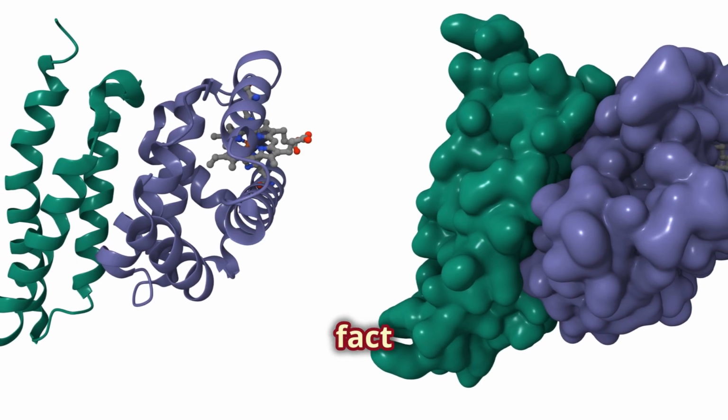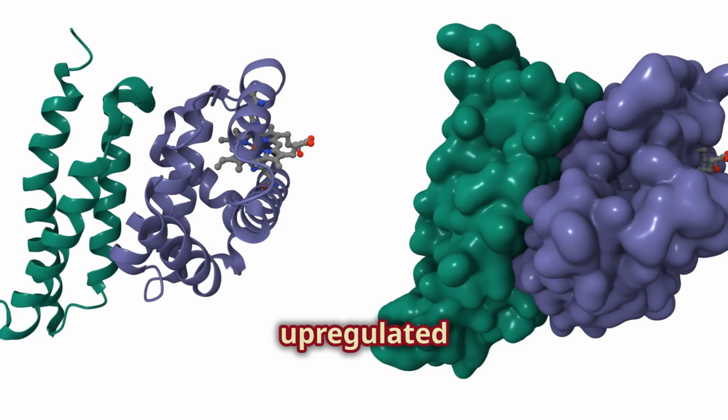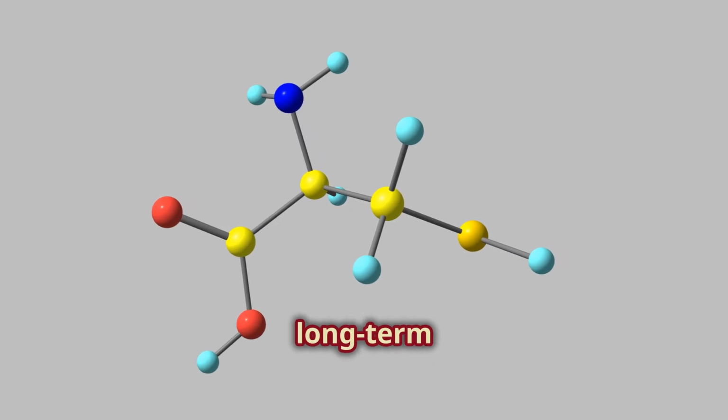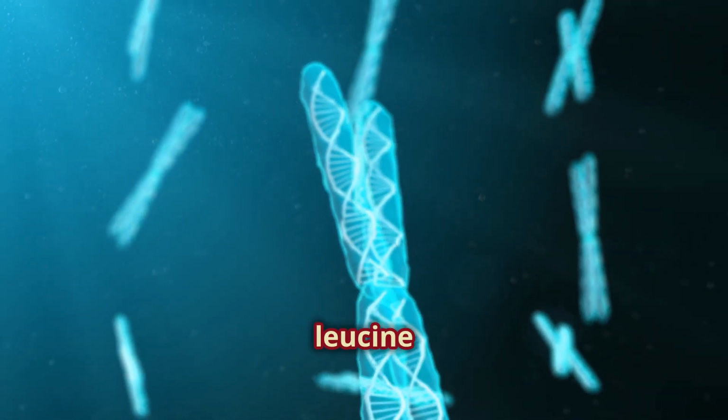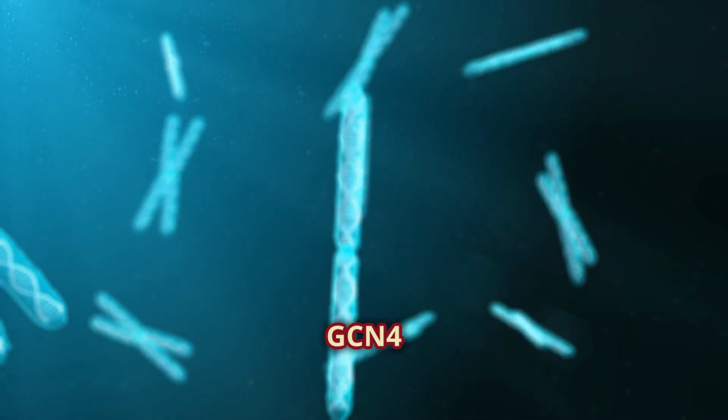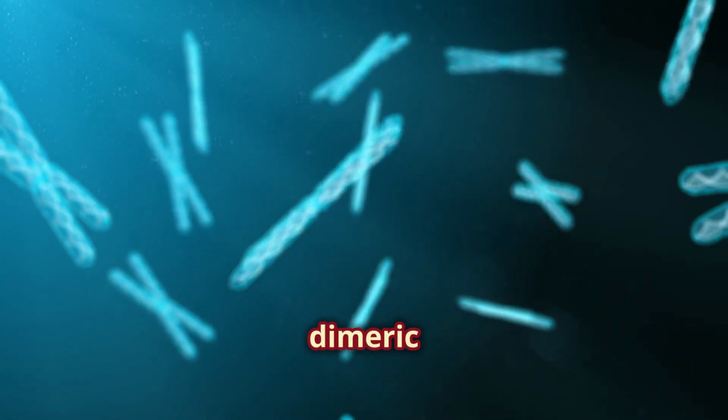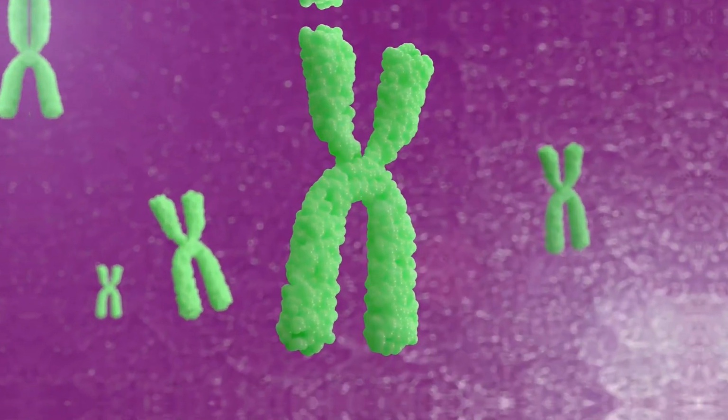This is based on the fact that its mRNA is upregulated during associative learning and long-term potentiation, LTP. It can be fused to the leucine zipper of the protein GCN4 in yeast, to create a dimeric zinc finger protein.